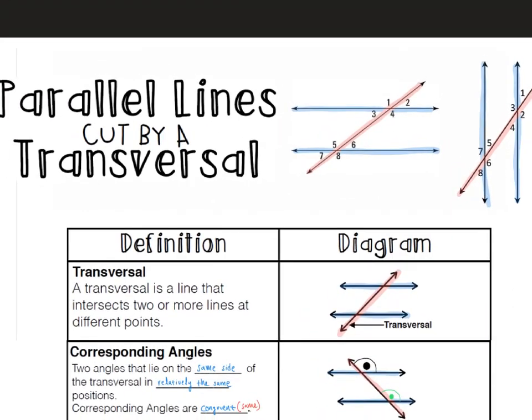For instance, on this parallel lines cut by a transversal on the left, angle 1 corresponds to angle 5. Those are the same angle. Angle 1 and 5 are the same angle.